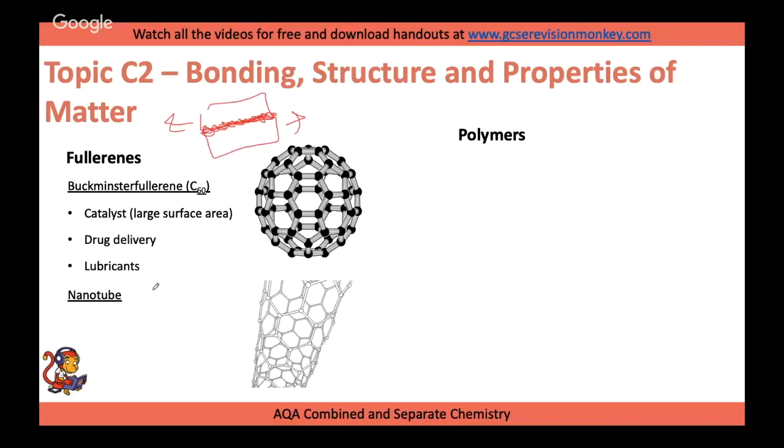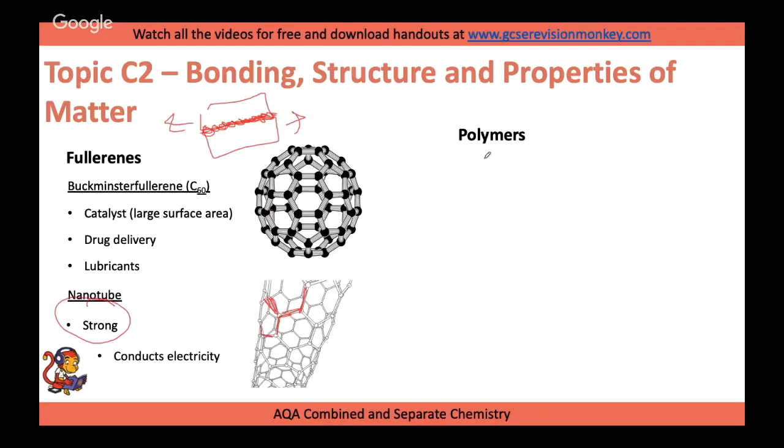A nanotube, well, a single layer of graphite is called graphene, and if you roll them up into a tube, you can make a nanotube, and they're very strong because of the strong covalent bonds, but they're also very light. And because they've got that extra electron that can go around, they can also conduct electricity.